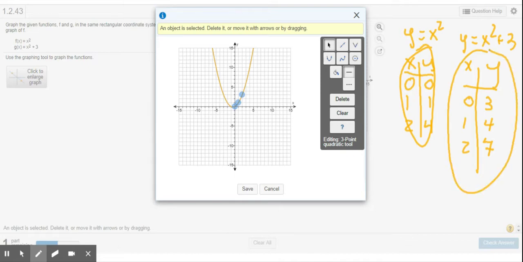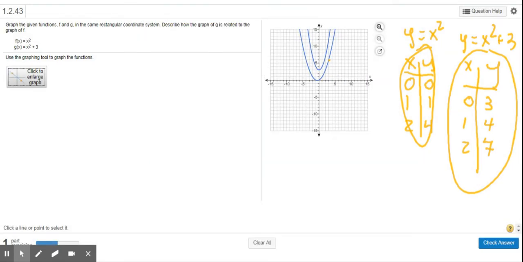So I'm going to plot the points. And again, this is a quadratic, so I'm using the quadratic curve tool. So I'm going to plot 0, 3 first. I want to plot 1, 4 next. And then I'm going to plot 2, 7. So right 2, then up to 7. Okay, and then you hit save on that. So it's just working with a different function, although something doesn't look right.